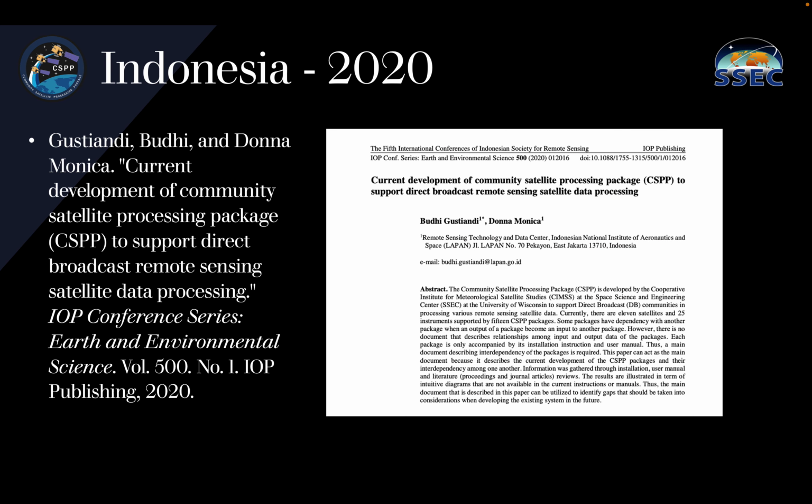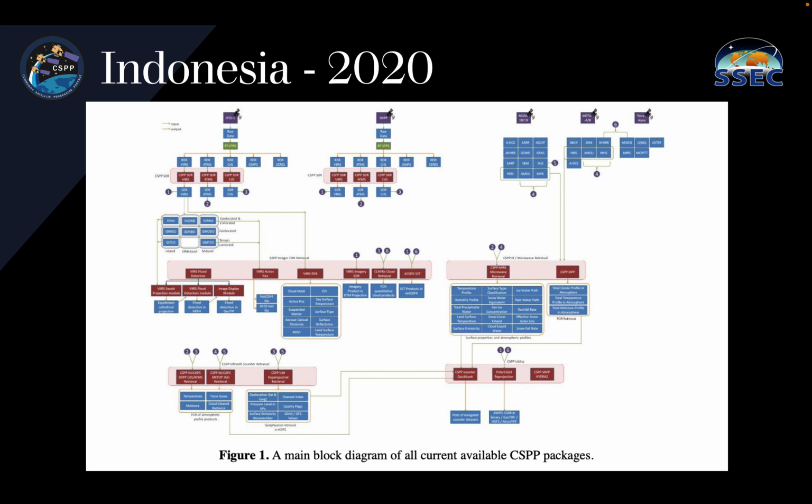So we have worked with groups in Indonesia before, but we had no idea what they were doing with some of the software. So from Indonesia in 2020 was this publication from Earth and Environmental Science: current development of community satellite processing package to support direct broadcast remote sensing satellite data processing. What they did in this publication was create a main block diagram of all the currently available CSPP packages and how they would advise that you set up your system.